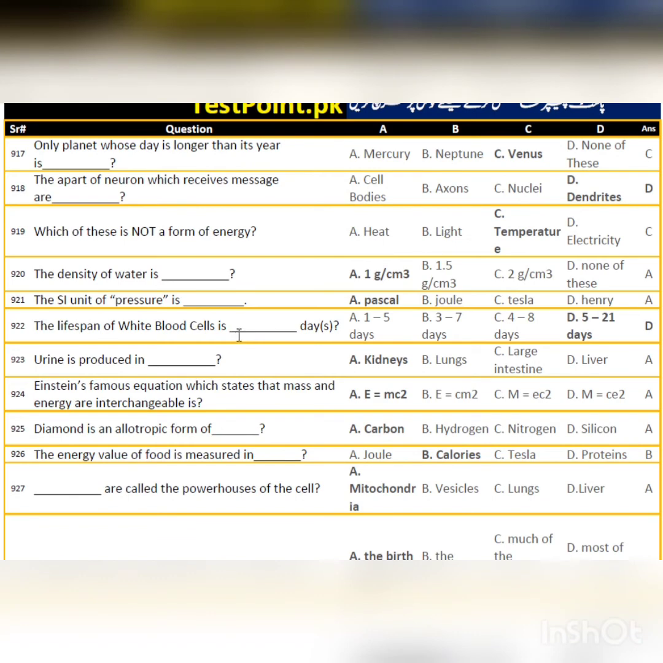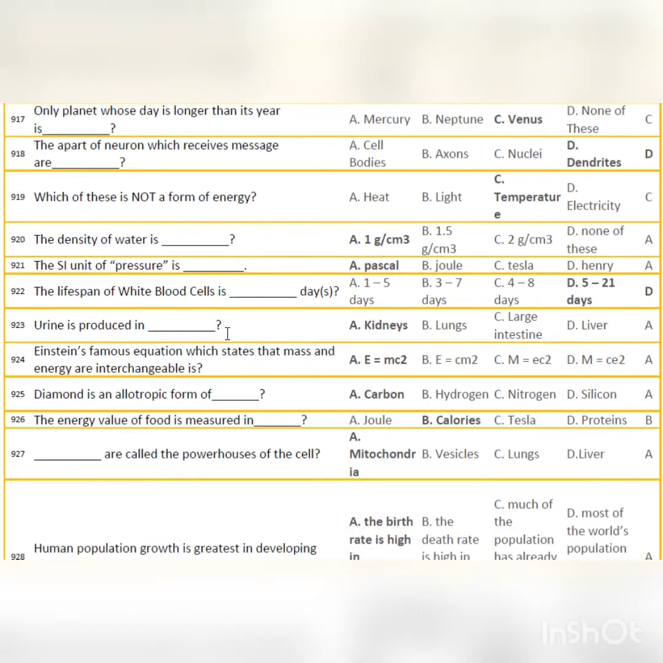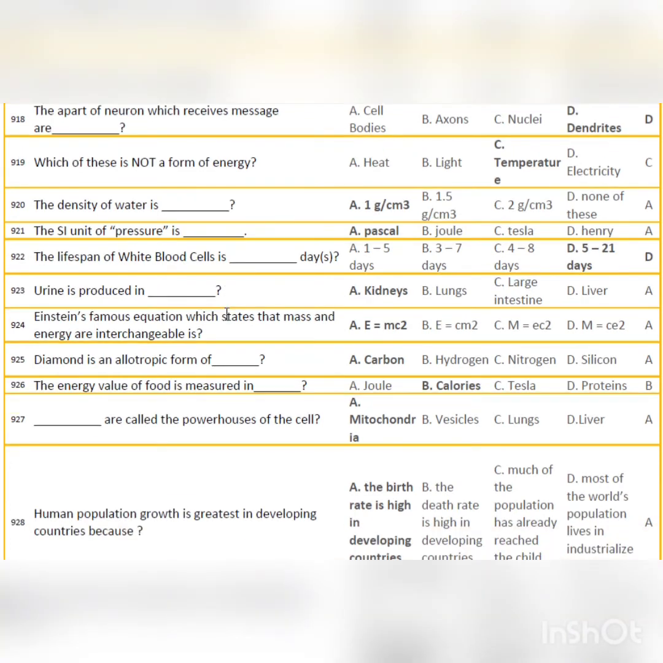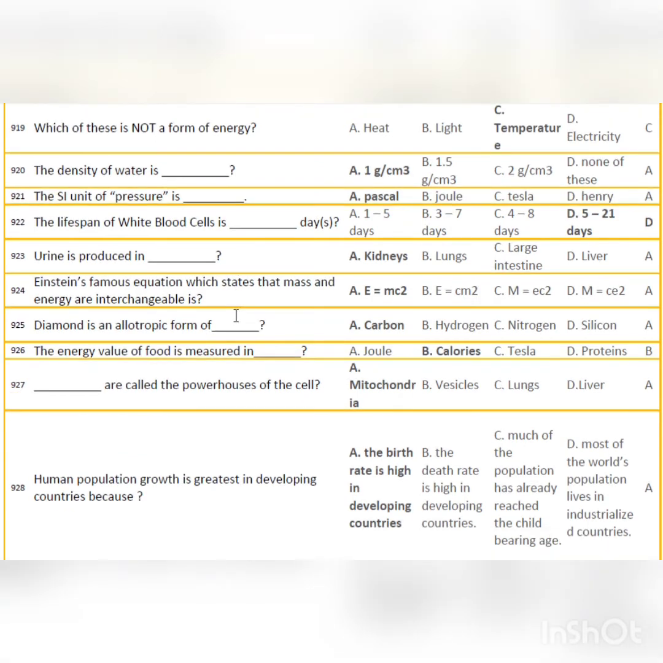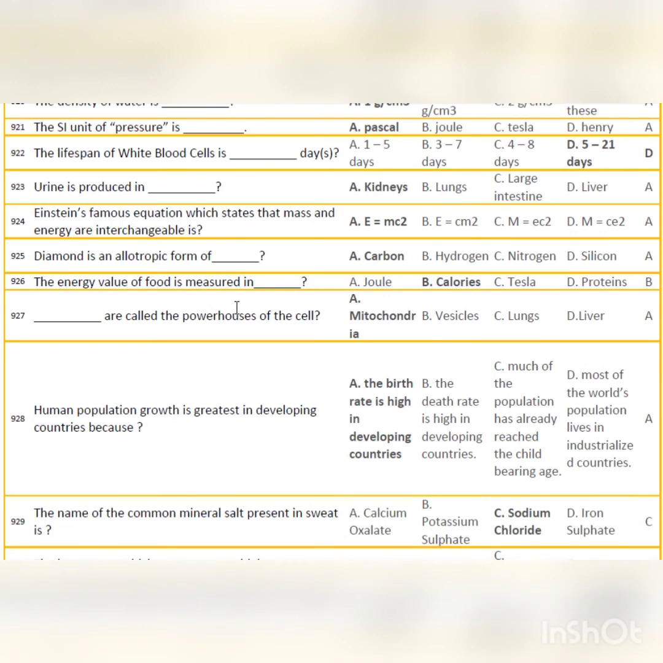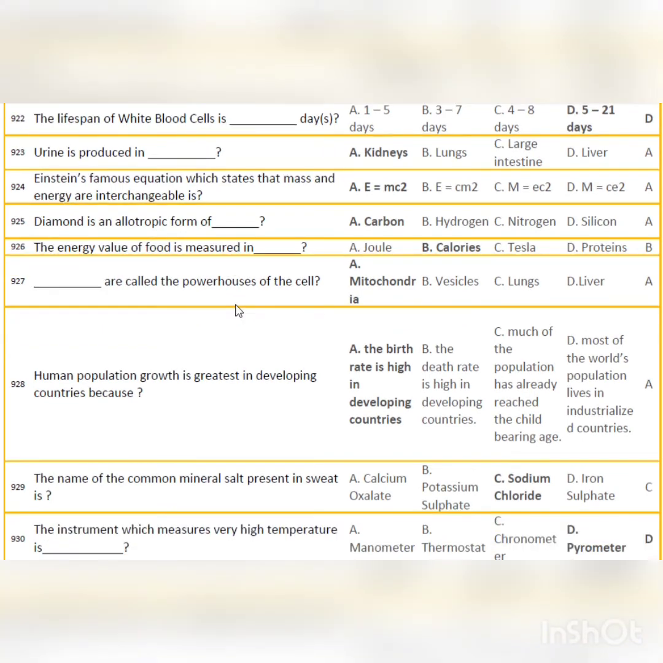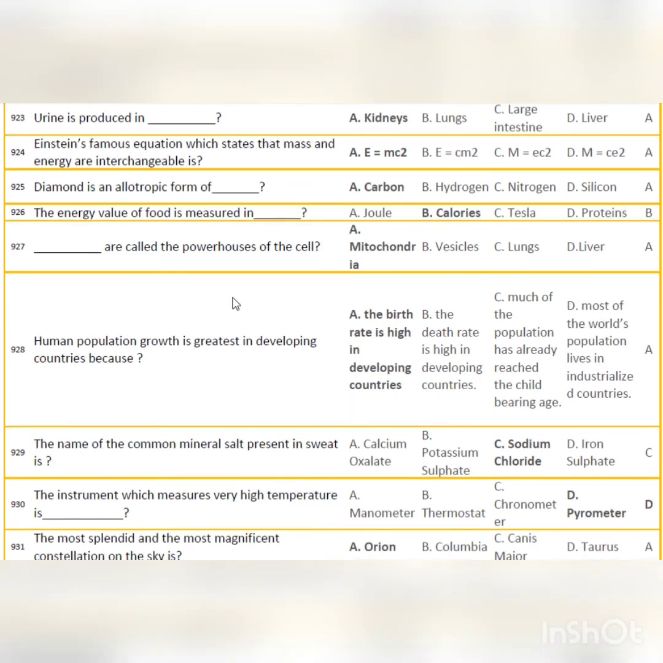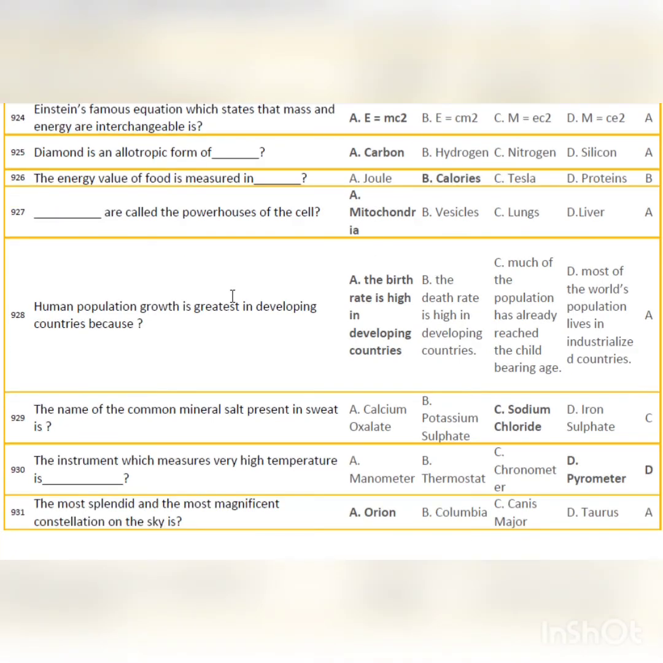The shape of the external ear is due to: A. Elastic cartilage, B. Fibro cartilage, C. Articular cartilage, D. None. Answer is A. Elastic cartilage.